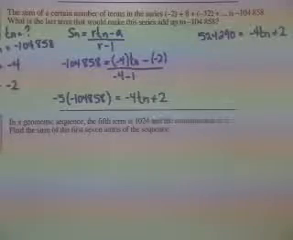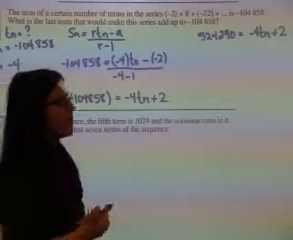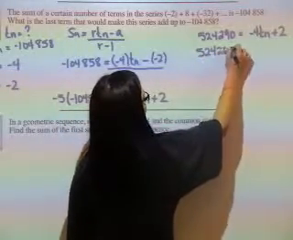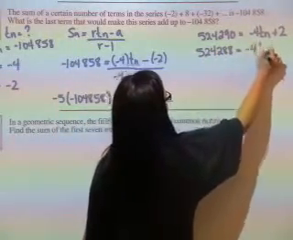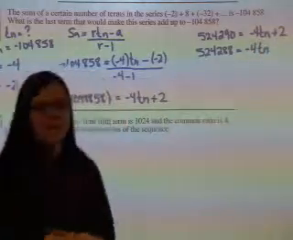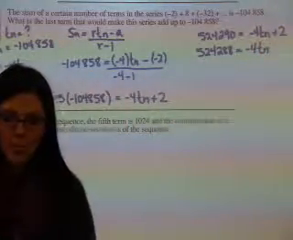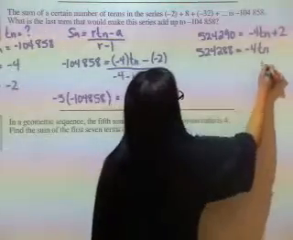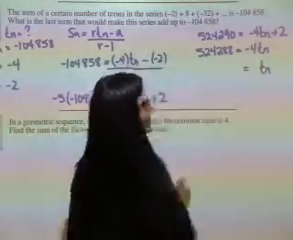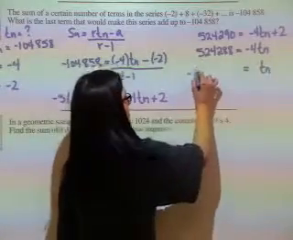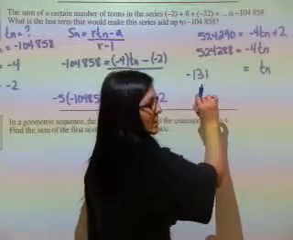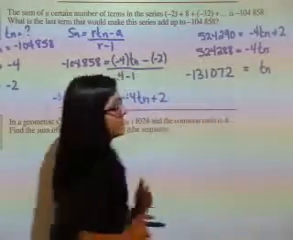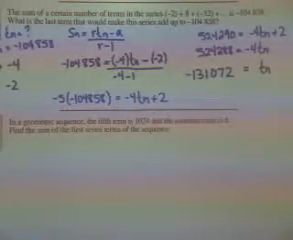Now to get t of n by itself, I have to take 2 away from each side. So I get 288. And then divide by negative 4. So if I take that number and divide it by negative 4, what do I get? 772. That would be the last term in my series.